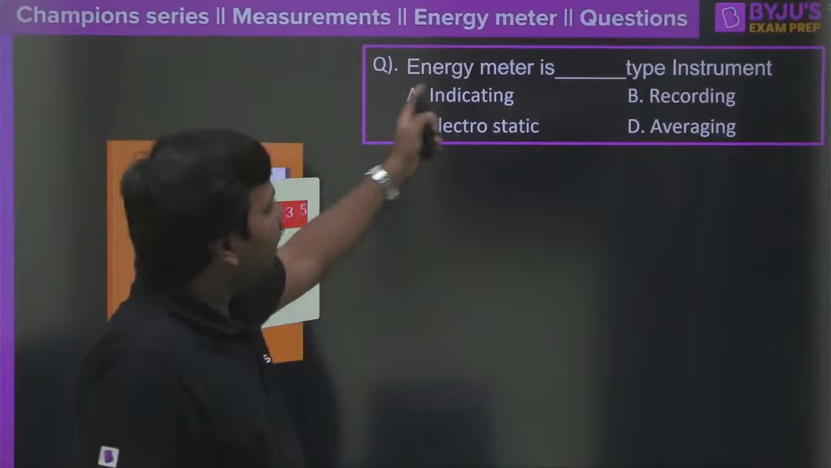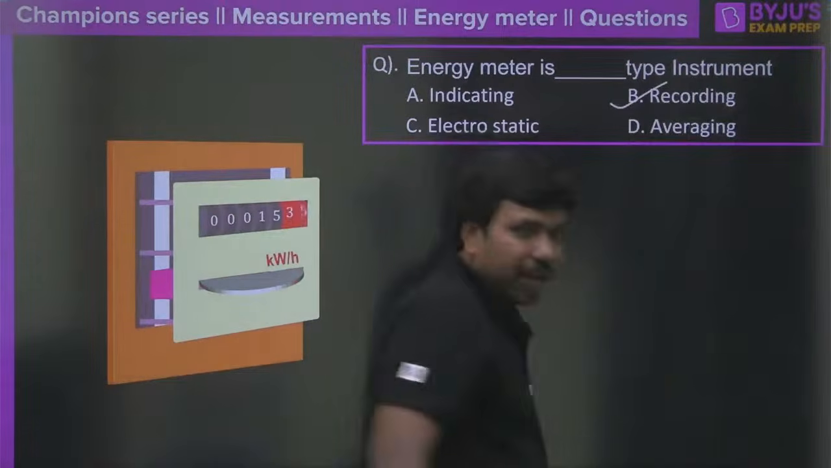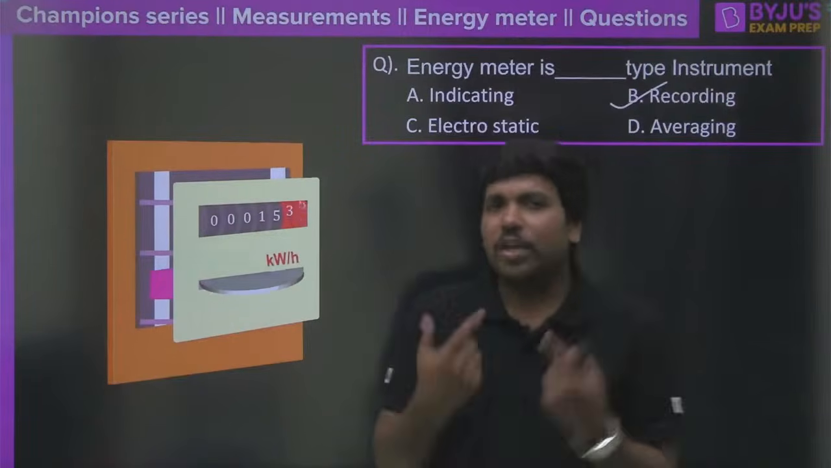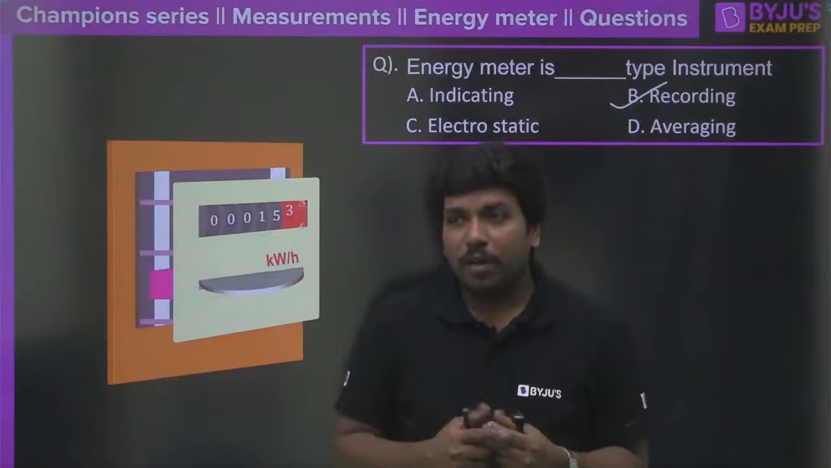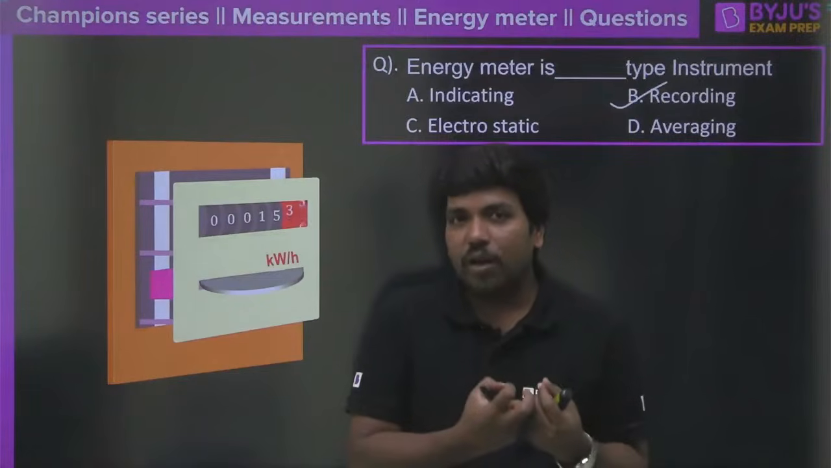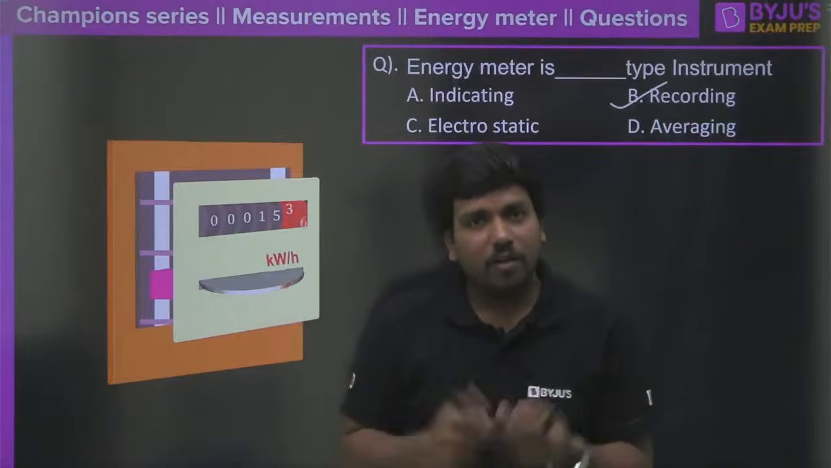Now here, energy meter is a dash type of instrument. Obviously the option is recording. Why? Have you ever used the energy meter in your home? When you use your energy meter at home, depending upon the electrical power you are consuming, it will make a number of revolutions. Correct? So why is it so?